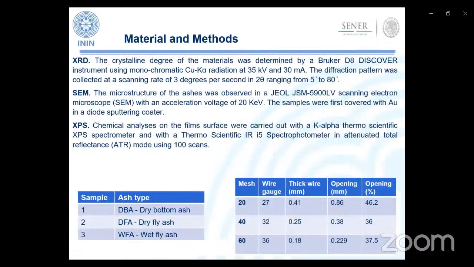Three different techniques were used to determine the characterization of the samples. One was X-ray diffraction, the other was scanning electron microscopy, and the last one, X-ray photoelectron spectroscopy. You can see the brand of each equipment used and the specifications established in the measurement. In the other table, you can see the particle size of the samples we prepared.